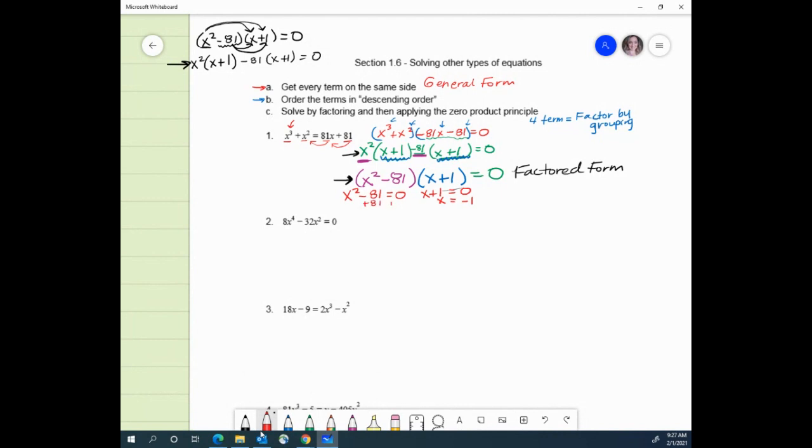Here, I'm going to add 81. x squared equals 81. And I don't want x squared, I want x. So if I take the square root of both sides, x equals plus or minus 9. So here are my solutions. So my solution set is plus or minus 9 and -1. Okay, so if I have 4 terms, I'm going to factor by grouping.